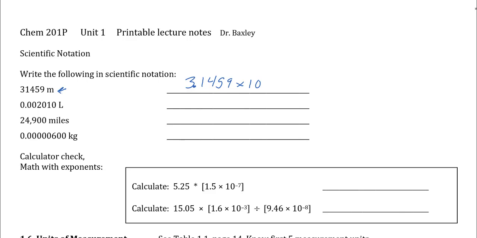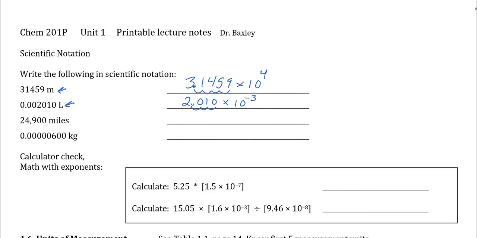So this particular number would need to get multiplied by 10 a total of 4 times in order to return to the 31,459. So that exponent of 10 is going to be 4. This works for small numbers too. We again write the number with 2.010. That has to get multiplied by a power of 10 to get the original number. Our new number would have to be divided by 10 3 times, 1, 2, 3, in order to return the original number in liters. So since we're dividing by 10 3 times, that would be 10 to the minus 3.